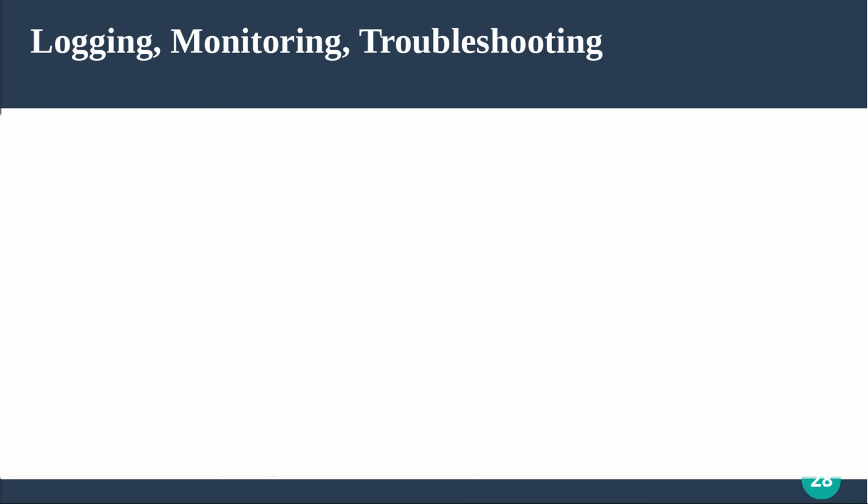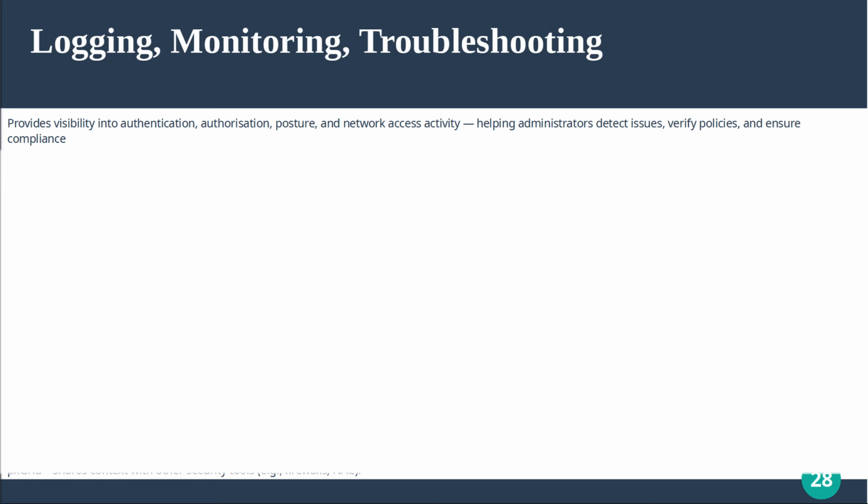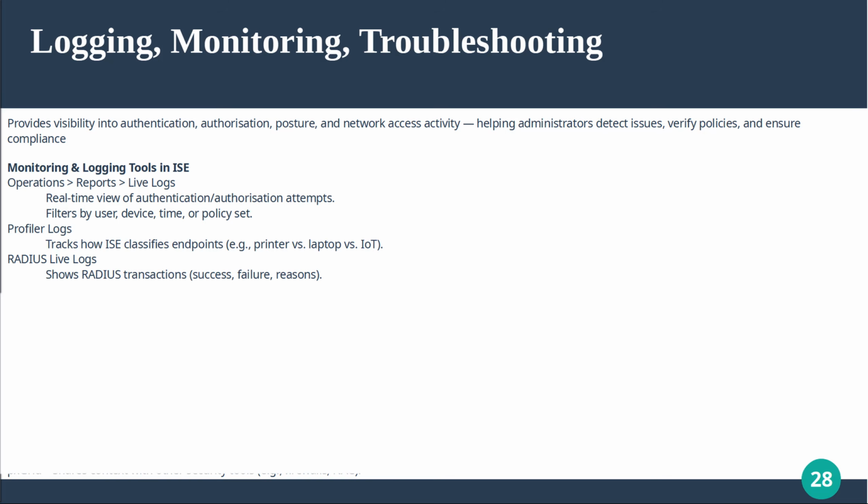Logging, monitoring and troubleshooting, which is a big part of Cisco ISE. It provides visibility into authentication, authorization, posture and network access activity, helping administrators detect issues, verify policies and ensure compliance. The monitoring and logging tools in Cisco ISE are in Operations, Reports and Live Logs. You can see a real-time view of authentication and authorization attempts. You can filter by user, device, time or policy sets.